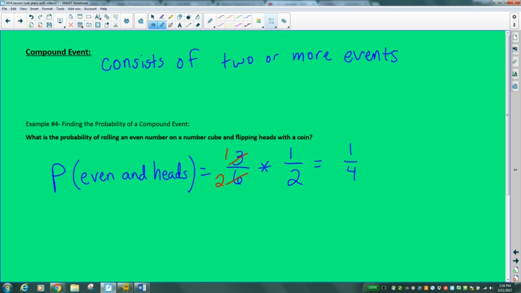So the probability of me getting an even number on a number cube and getting heads on a coin is 1/4, or if you want to write it as a percentage, we can write 25%. And if we think back to what we talked about back in 10.2, when we described it, 25% is unlikely. It's not impossible, but it's not likely.